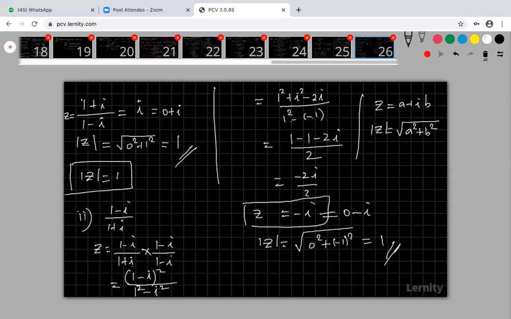Rahul, the answer is not minus 1. The answer is plus 1 only.